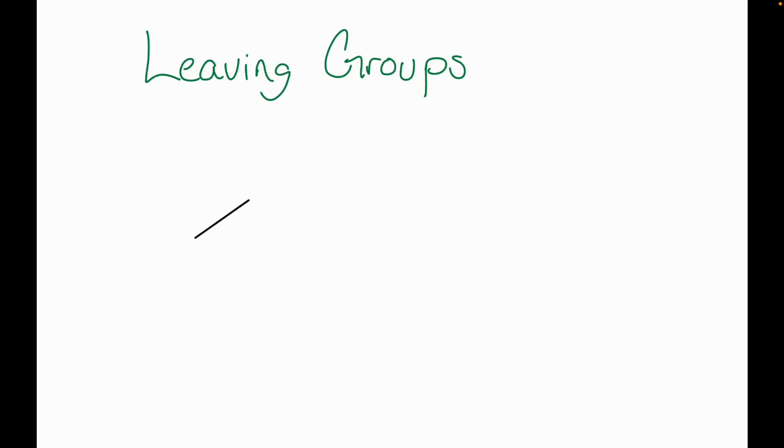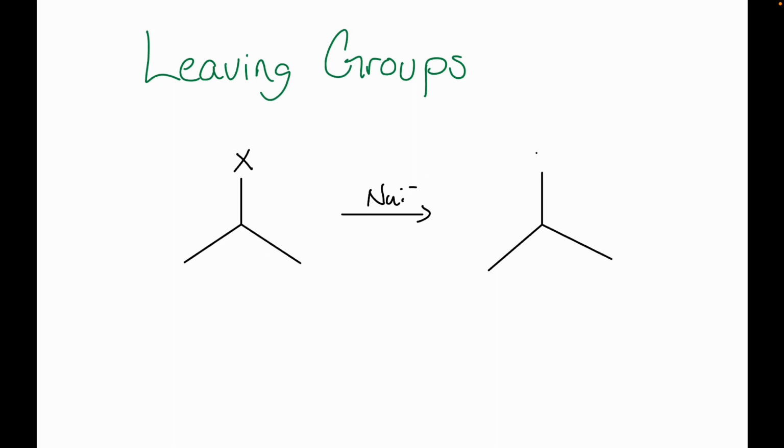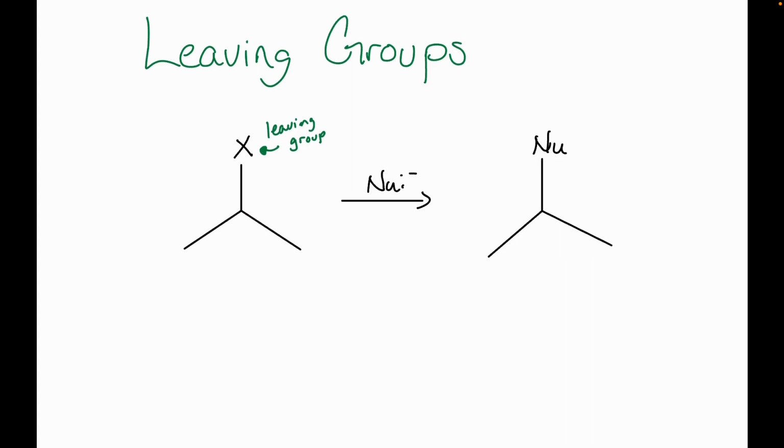To be clear, anytime we have a substitution reaction, I'm going to create a variable spot here, add in my nucleophile, and I substitute out whatever that X is for my nucleophile. That thing that I'm swapping out, we call a leaving group. What we're going to do is create a list of our leaving groups from the worst leaving groups to the best leaving groups.